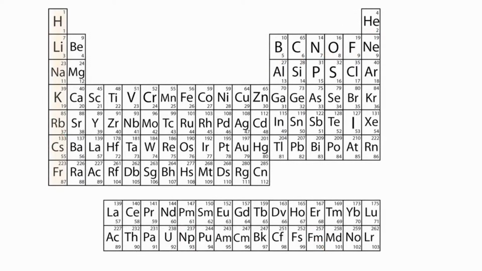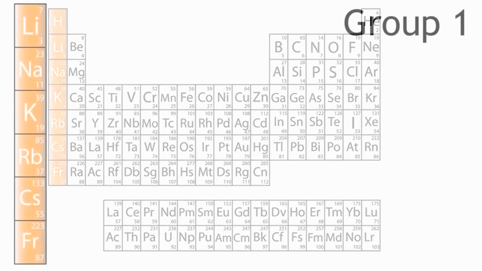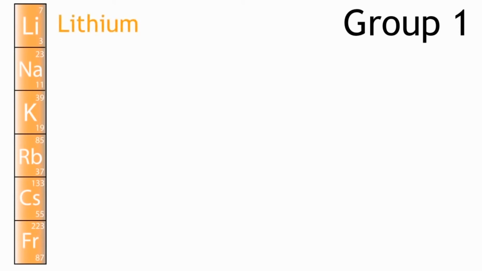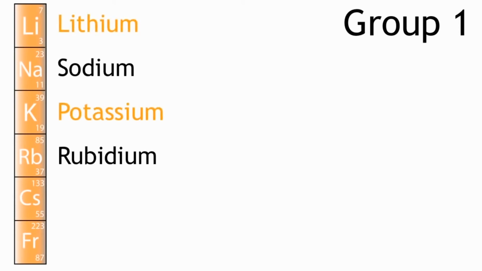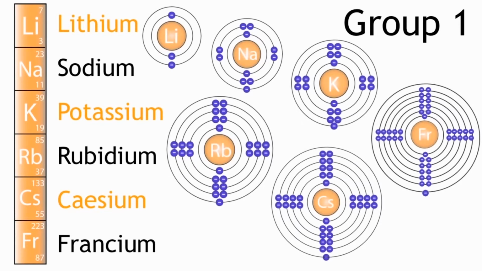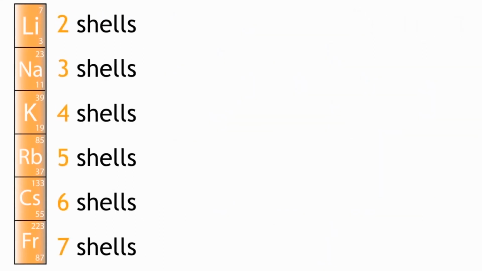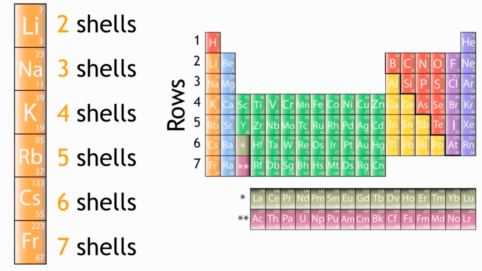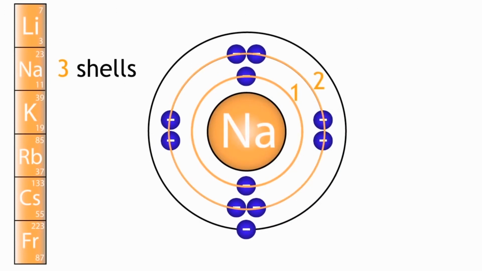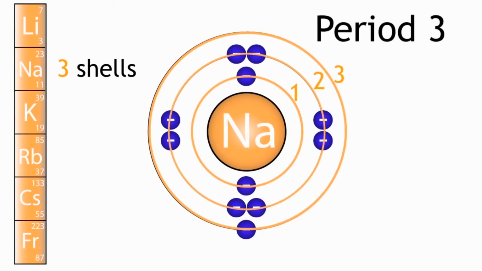We are going to look at Group 1 as an example of the pattern you can see in the periodic table. Group 1 contains the elements lithium, sodium, potassium, rubidium, cesium and francium. If you draw out their electronic structure, the first thing you notice is they all have 1 electron in their outer shell. The other thing to see is the number of shells they have is related to the row they're in in the periodic table. For example, sodium has 3, so this therefore is their period.